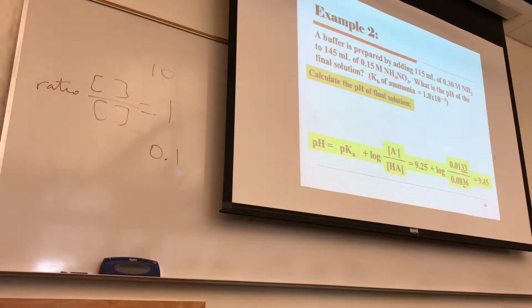The first thing I want to evaluate, though, since this is a base system, right? So I'm starting with a weak base and its conjugate acid. The overall should be higher or lower than 7 in terms of the pH. Higher.